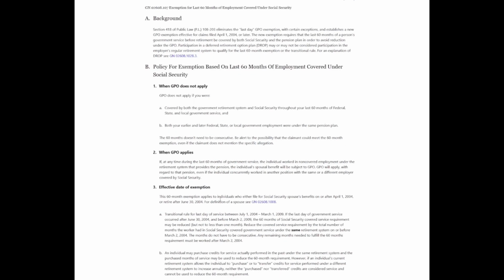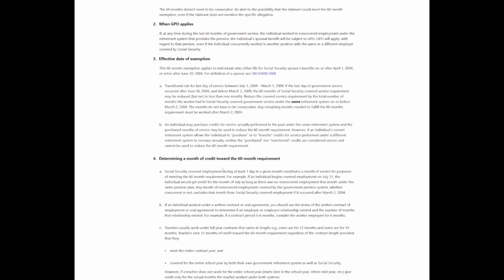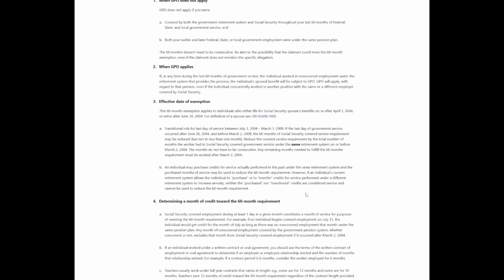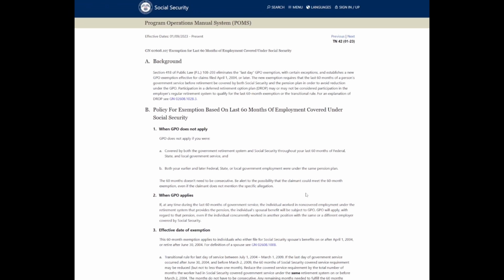And again, it's talking about the 60-month exemption applying to individuals who either file for Social Security spouse's benefits on or after April 1st of 2004 or retire after June 30th of 2004. And then it will list all the applicable policies. And then it looks like it gives a couple of examples here as well. And then it even breaks it down to determining a month of credit towards the 60-month retirement. So just keep in mind, I believe that if you only have 59 months as an example, so out of that 60-month period, maybe one of those months you don't do it, I don't think it can apply to you. So it's kind of all or nothing in regards to this policy.